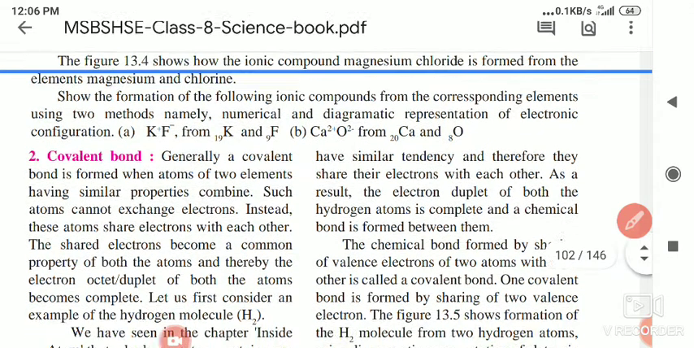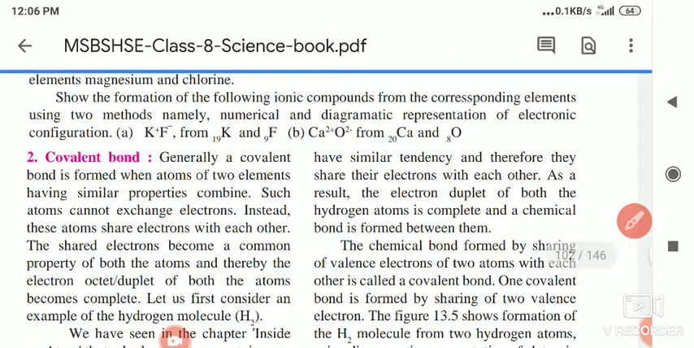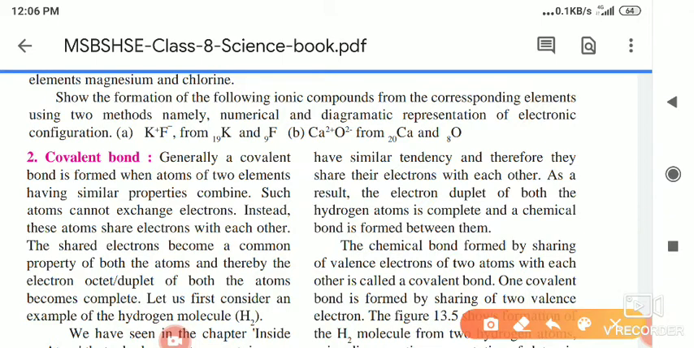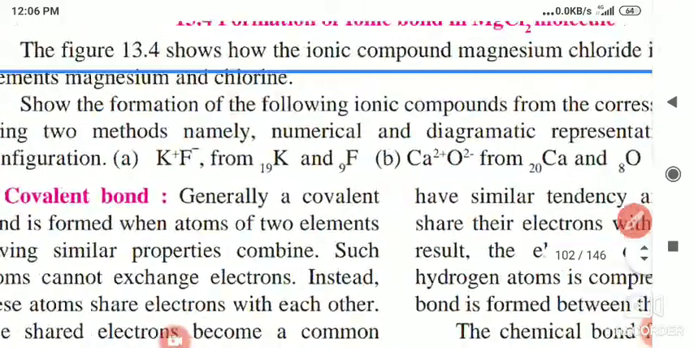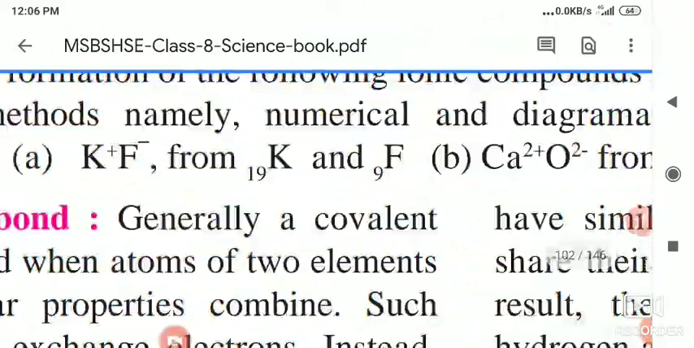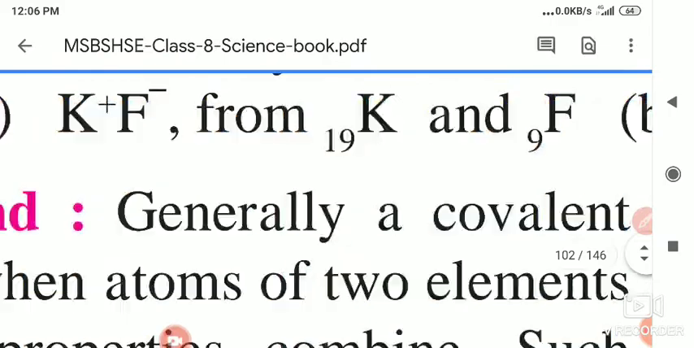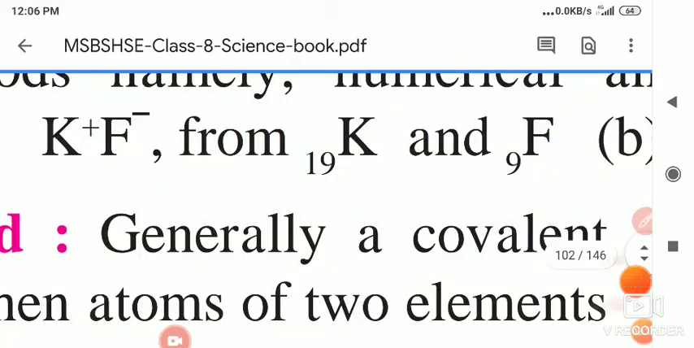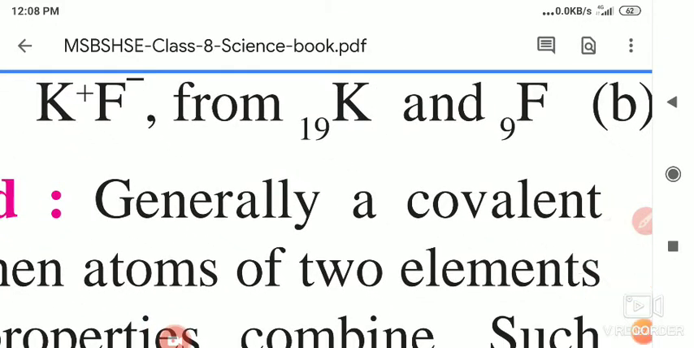Now show the formation of the following ionic compounds from the corresponding elements. Here it is using two methods, namely numerical and diagrammatic representation of electronic configuration. So you have to do this. First of all, KF means potassium fluoride. Atomic numbers are given here. For potassium, the atomic number is how much? 19.